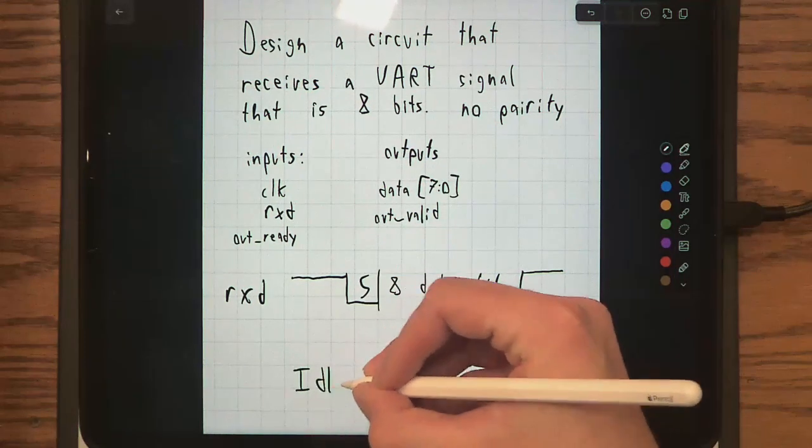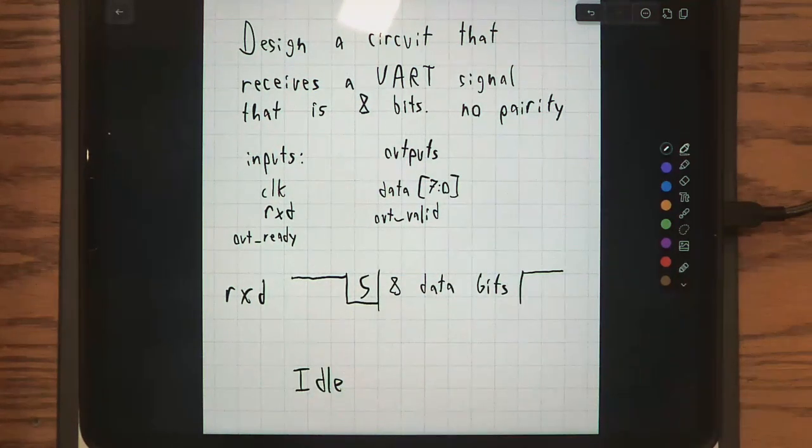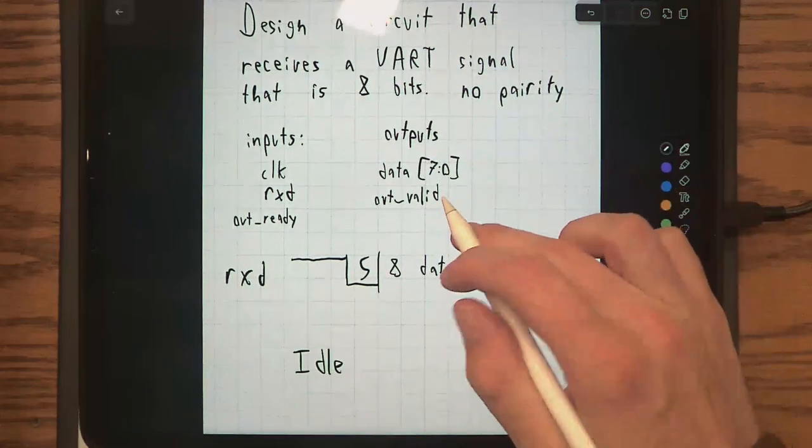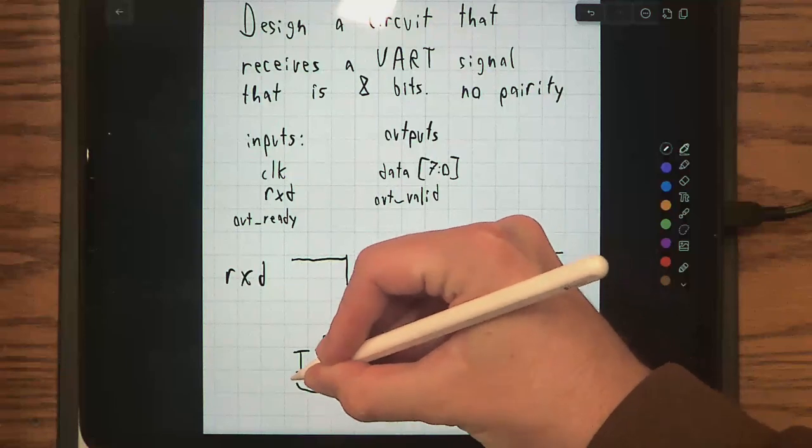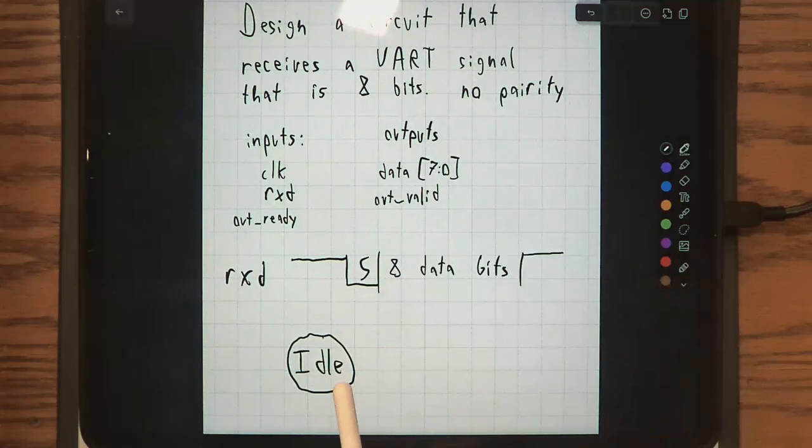So that is your first step. Immediately, whenever you see a question like this, it's like, whoa, I have to do a bunch of things. I need to account for the start bit. I have to account for data bits. I have to worry about all this. The first thing you should do, just to get some sort of foothold, is draw a little circle and call it idle.